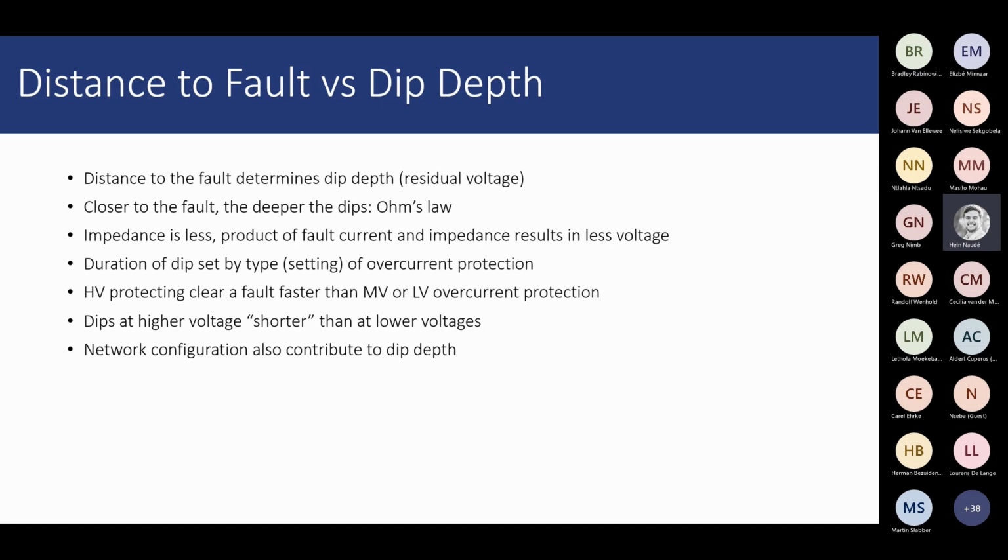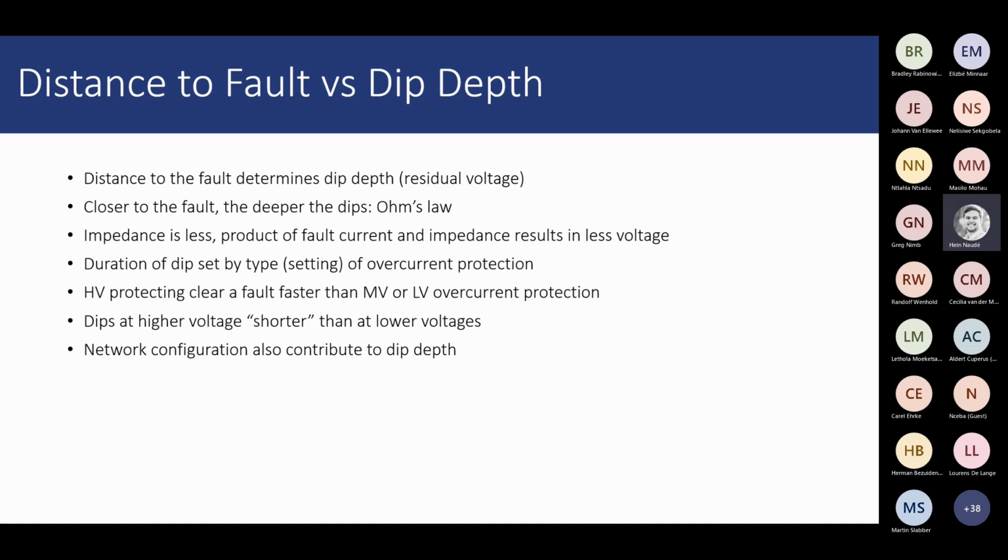Now, the duration of a dip is normally determined by the type or the setting of your overcurrent protection. So on HV or extra high voltage, protection normally clears faster than on MV and LV overcurrent protection. So over time, if you characterize your network, you'll also be able to determine if that event is from HV or where it propagates from, or is it maybe MV or LV, just by looking at the duration and normally the depth of an event. So dips at higher voltage are normally shorter than at lower voltage, just to conclude on the above.